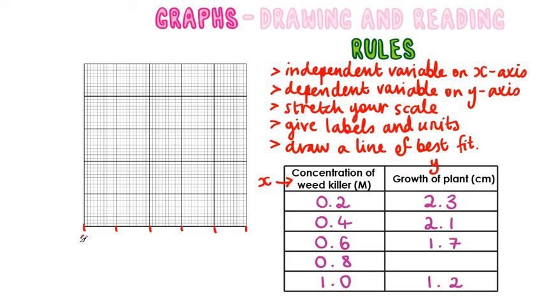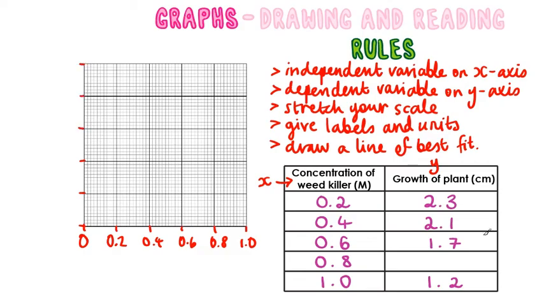So let's say, for example, we had 0 here, 0.1, 0.2, 0.3, 0.4, 0.5. That would mean we'd run out of space. So let's go up in a higher value or higher interval. 0.2, 0.4, 0.6, 0.8, and 1.0. That fits perfectly.